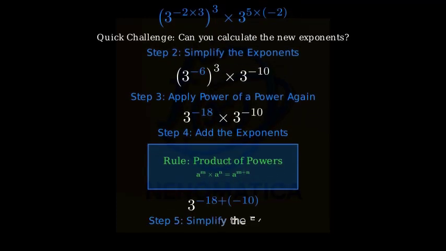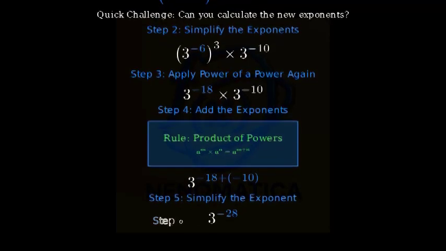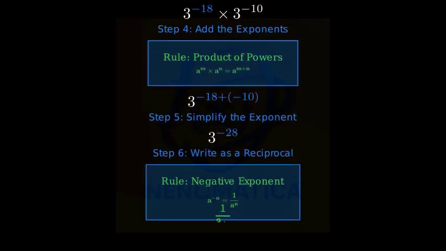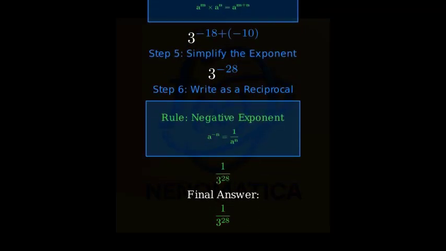Step 5, simplify the exponent. -18 plus -10 equals -28. Step 6, write the answer as a reciprocal using the negative exponent rule. This rule states that a to the -n equals 1 over a to the n. So 3 to the -28 equals 1 over 3 to the 28th power.